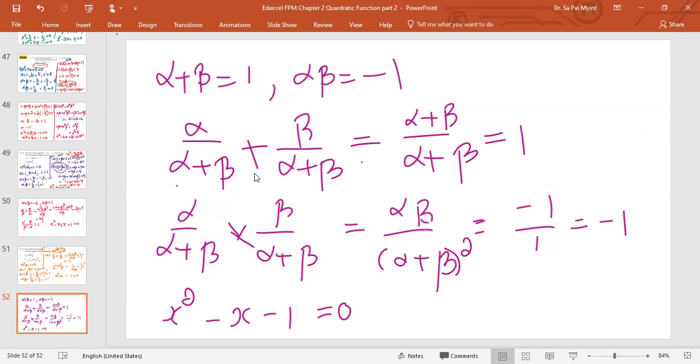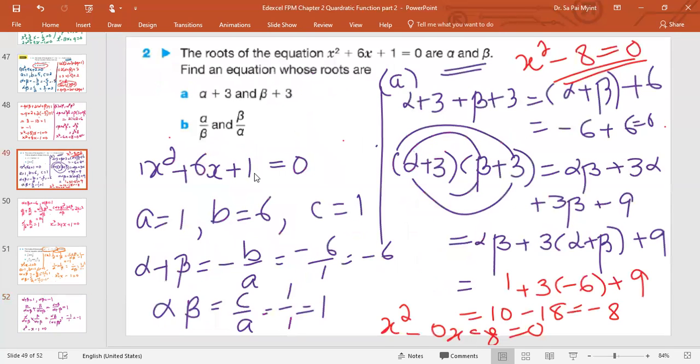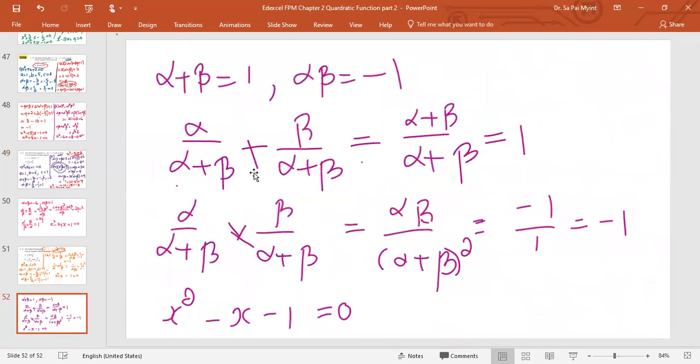Okay. This is the end of chapter 2. And after that, I will do the past paper for chapter 2. This alpha beta, sum of the roots, product of the roots, these are very easy problems in the textbook. In the exam, it is not easy like that. Okay. Or we will see in the next lecture.